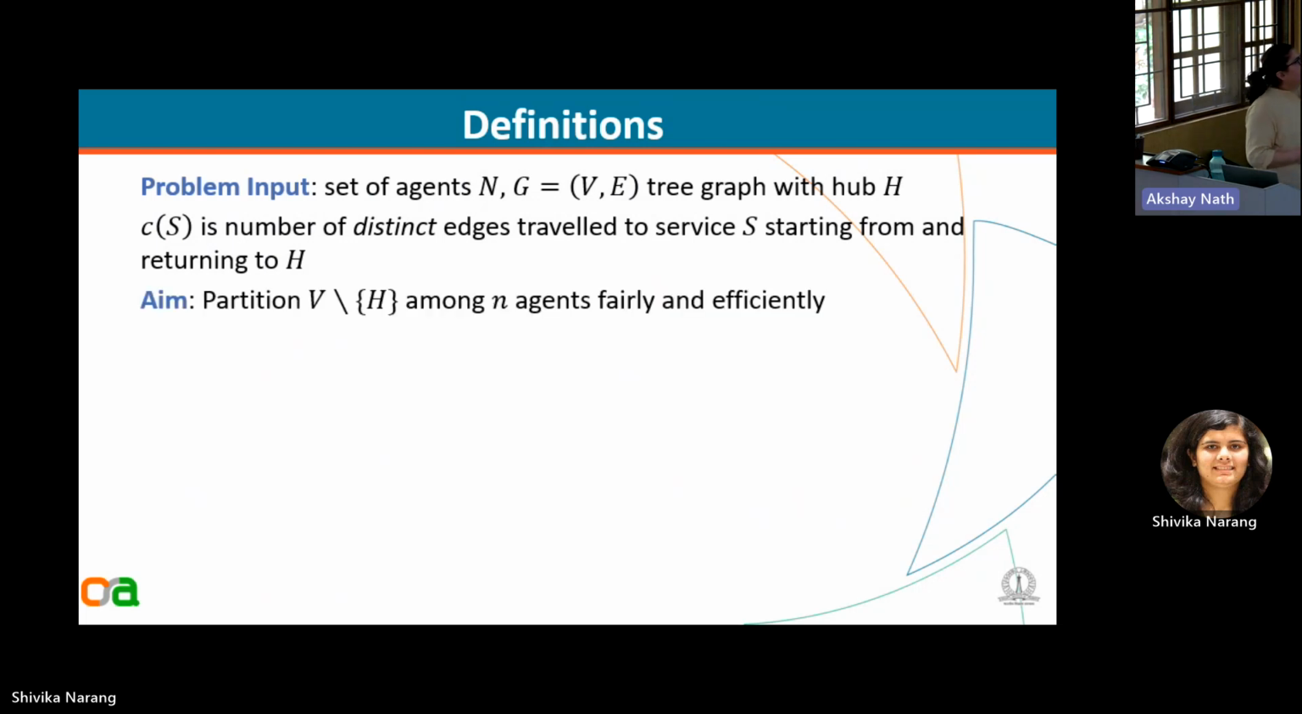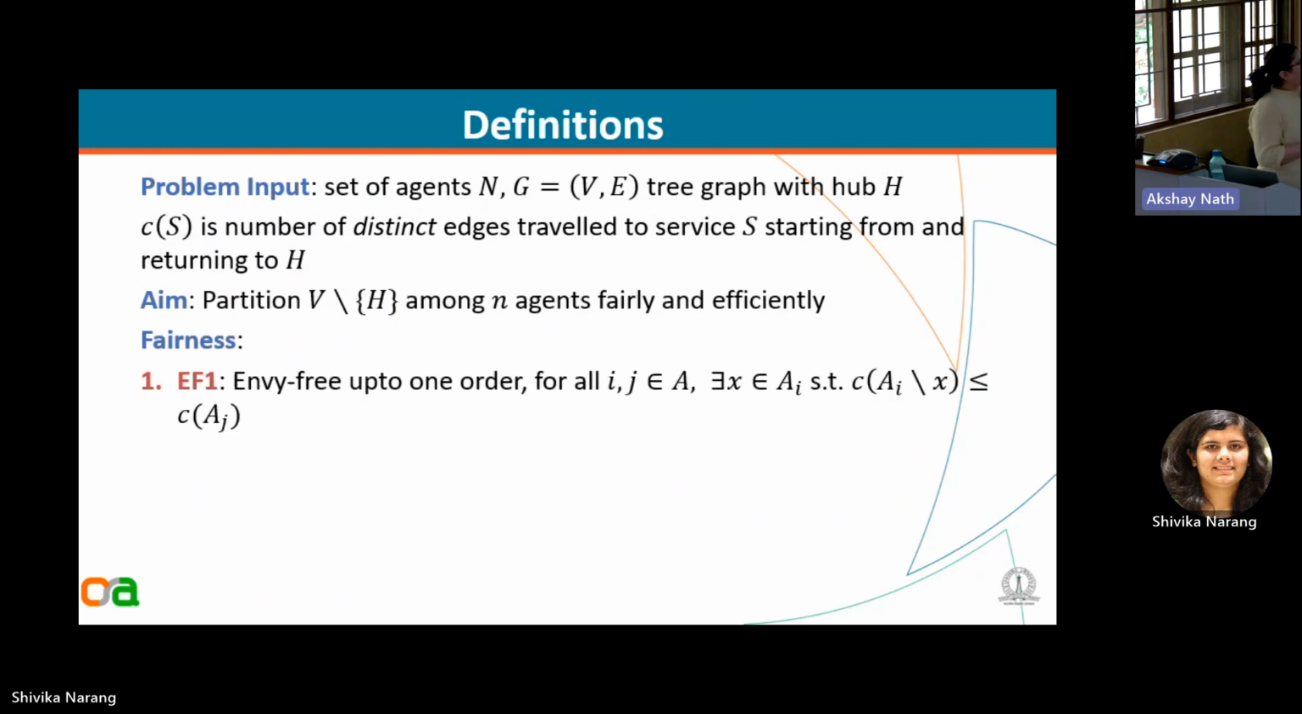And so our aim is to partition all the nodes which are not the hub among these n agents fairly and efficiently. For fairness, we will be looking at envy freeness up to 1 order. So one agent might have more cost than the other, so they would envy the other person, but this envy would get mitigated by removing some particular order in their bundle, right? So if I remove this X, the cost of AI becomes less than the cost of AJ.